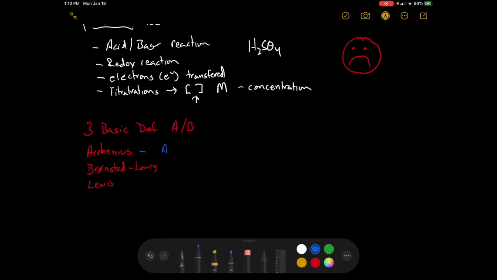Arrhenius says that an acid produces or raises the concentration of H plus ions, and that a base raises or produces the concentration of the OH ion in solution. Bronsted-Lowry says that an acid is a proton donor, and a base is a proton acceptor.